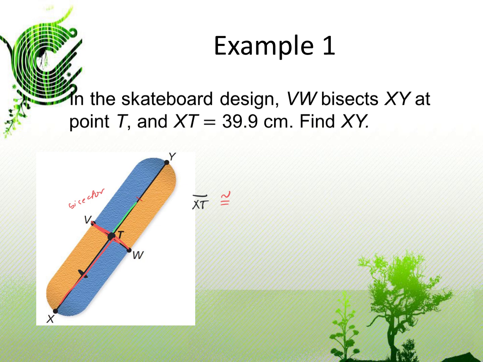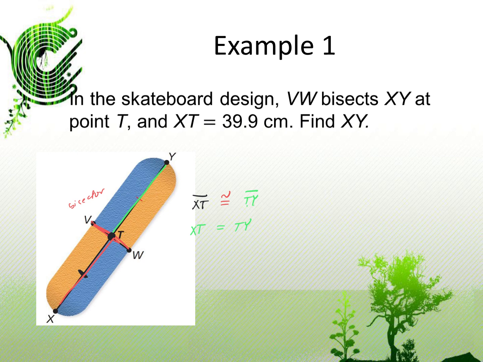Let me do it in a different color. To YT or TY, okay? So I know those two segments are going to be congruent, and that means that the length of XT is going to equal the length of TY or YT. I probably should have done TY, but again, it doesn't really matter. Remember, order doesn't matter when you're talking about naming a segment. So I know those things to be true.